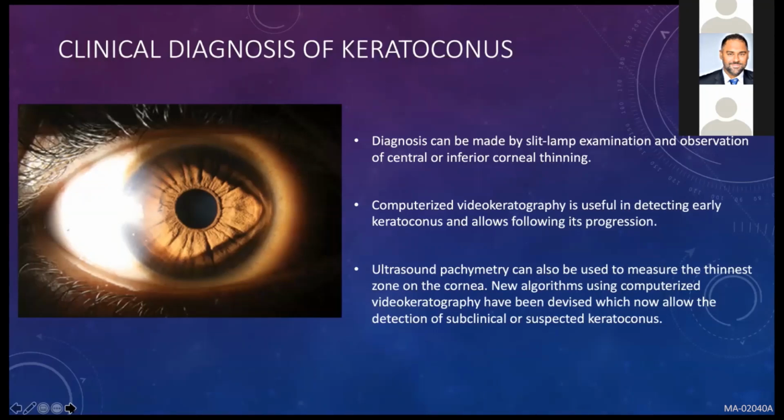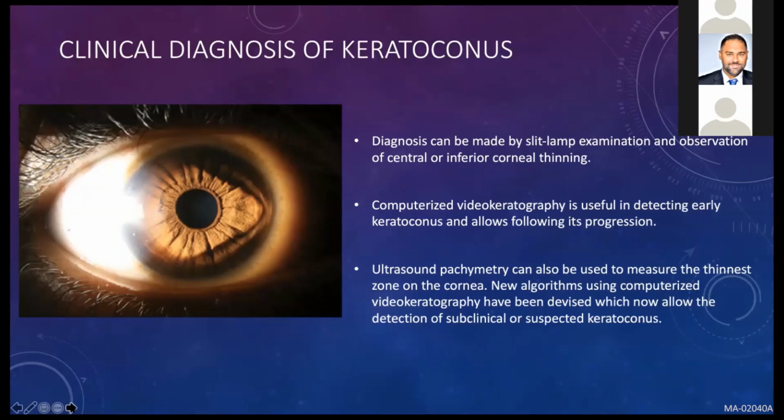Ultrasound pachymetry is also used to measure the thinnest zone on the cornea, and there are some new algorithms using computerized video keratography that help detect subclinical or suspected keratoconus. Like I mentioned earlier, for those patients where you just don't really know what's going on, there are a lot of new algorithms and techniques to discover that.